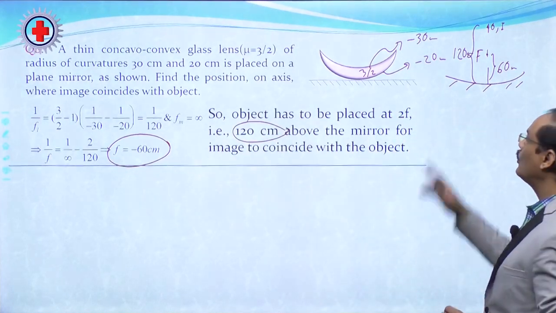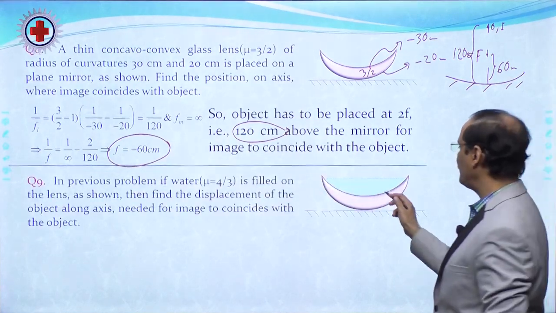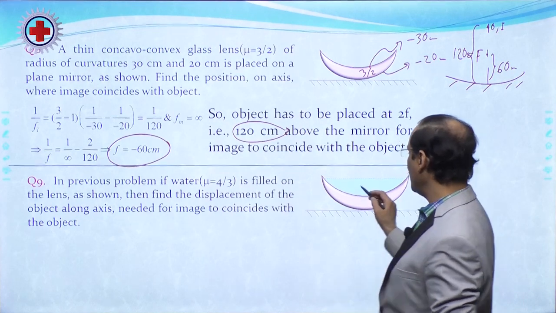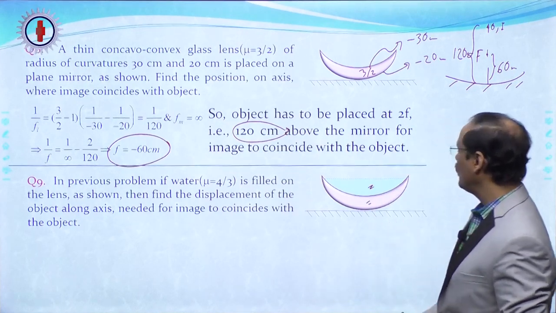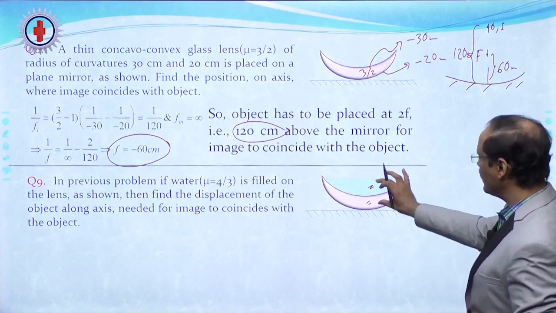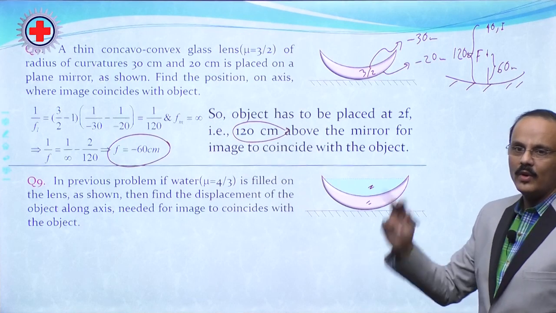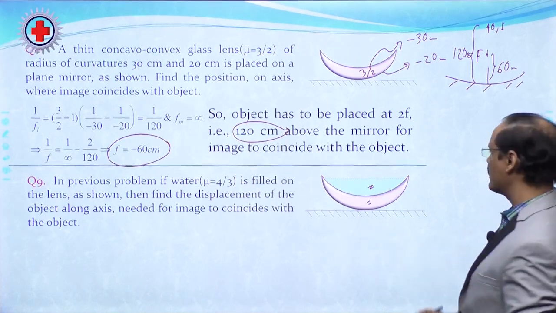Now, what we do? We put a little bit of water in this particular problem, we fill it with water. So, we have a water lens here. Apart from a glass lens, we have a water lens. So, we need to get the focal length of the water lens, and it is a combination of two lenses. We get the effective focal length and then the concept of silvered lens.